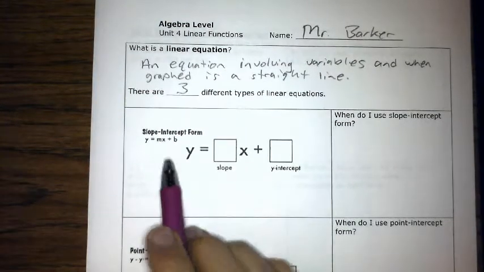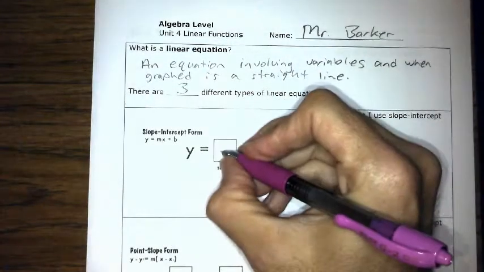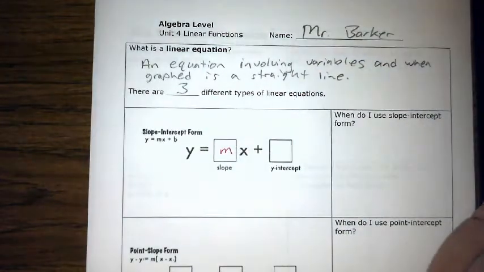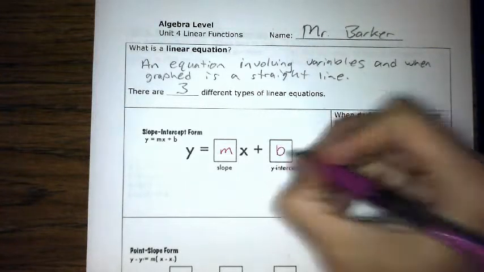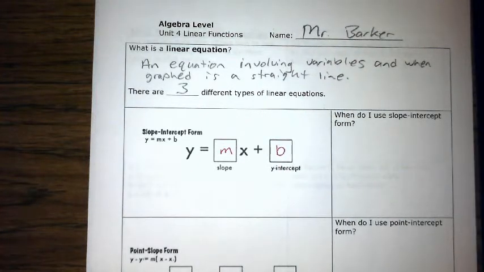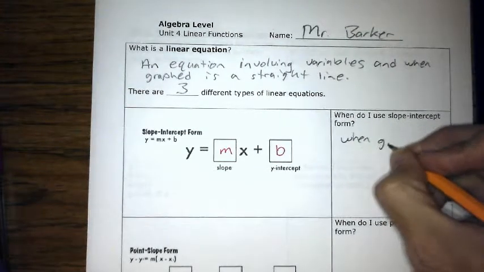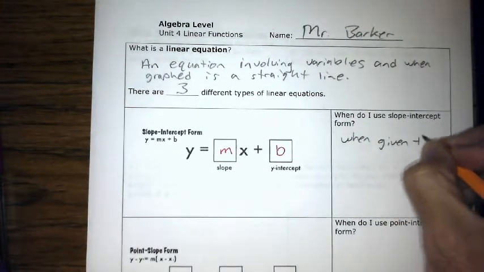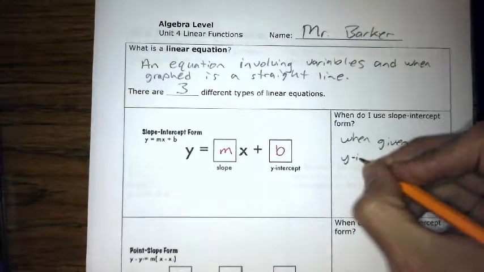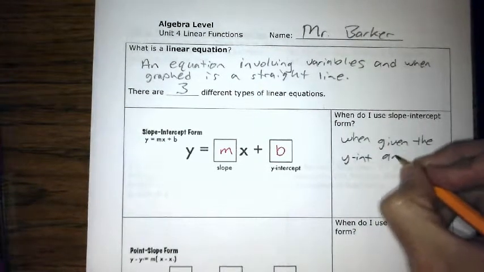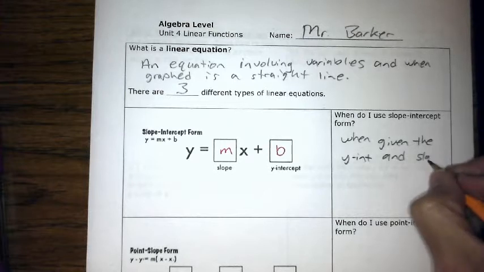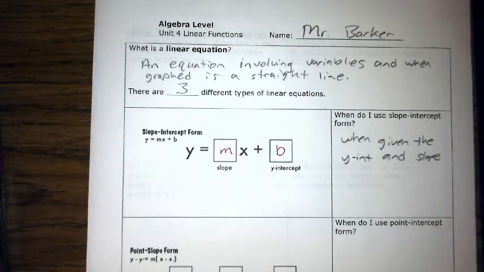Alright, so if you're looking at this page right here, guys, you'll see 3 different types that we're going to talk about today. 2 we've already discussed. There's your slope-intercept form. You know your M is your slope and your B is your Y-intercept. You guys were just tested on that. When do you use that? Well, you remember, when given the Y-intercept and slope is when you use that. Those can be in word problems, those could be in graphs.